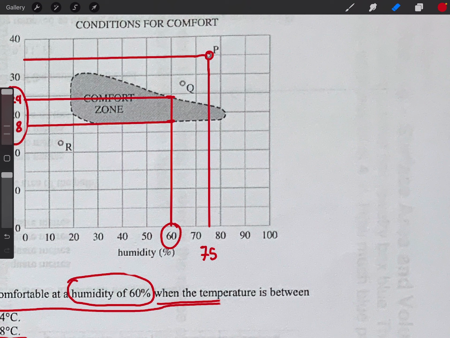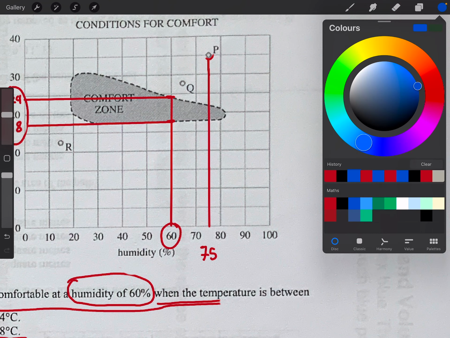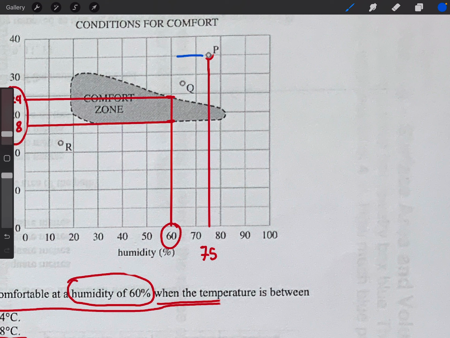Well, let's have a think about it. If we drop the humidity for point P, will we be comfortable or not? Look at this one. I'm going to put this in blue. If I take point P and I go down in humidity, I'm still not going to hit the comfort zone, am I? Because the temperature is just way too high.